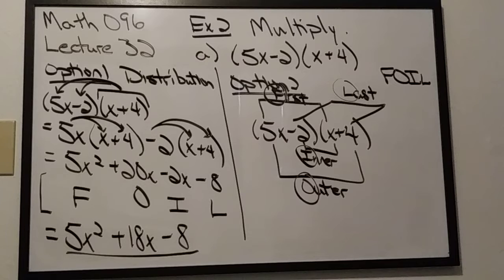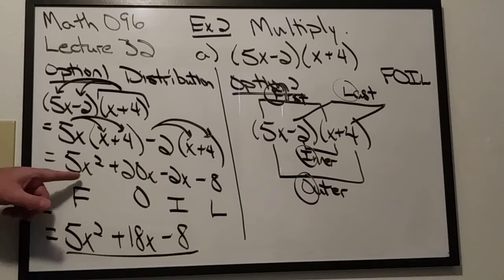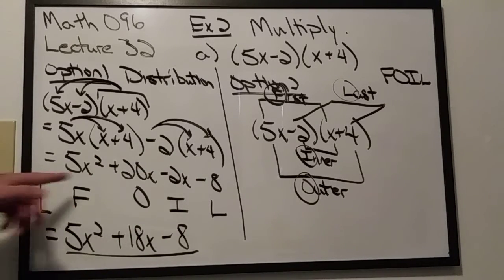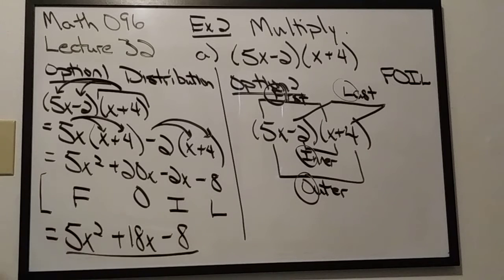So you multiply the two first terms together and you get 5x squared. Then you multiply the two outer terms together and you get a 20x. You multiply the two inner terms together and you get a negative 2x. You multiply the two last terms together, you get a negative 8. And then you combine like terms and you get 5x squared plus 18x minus 8.